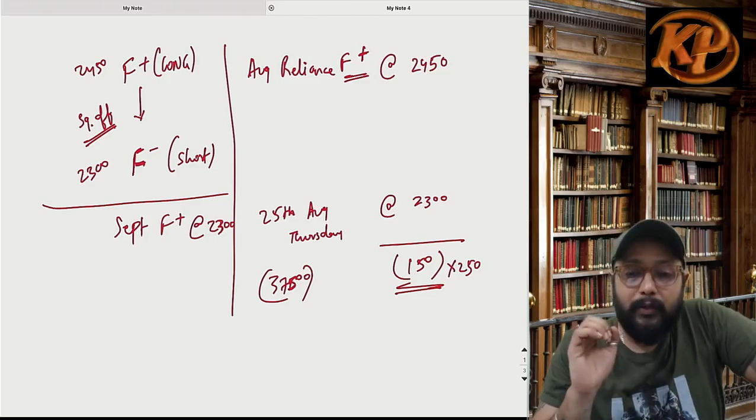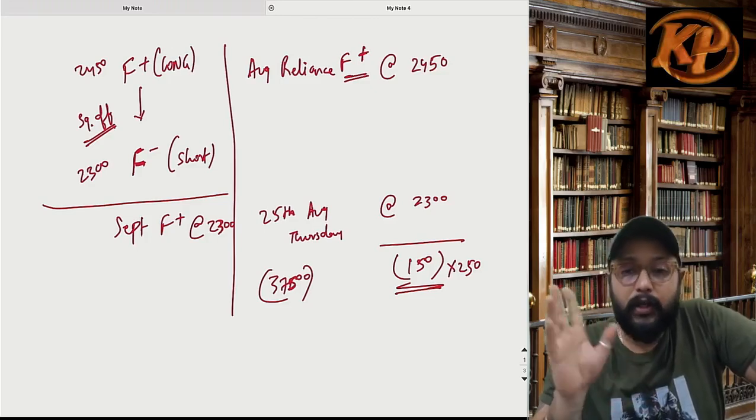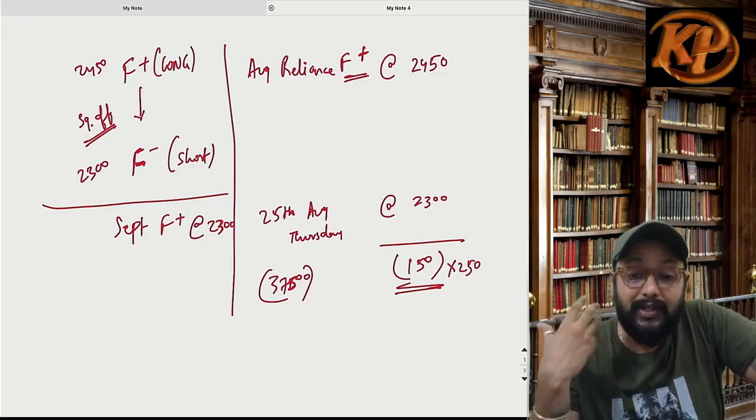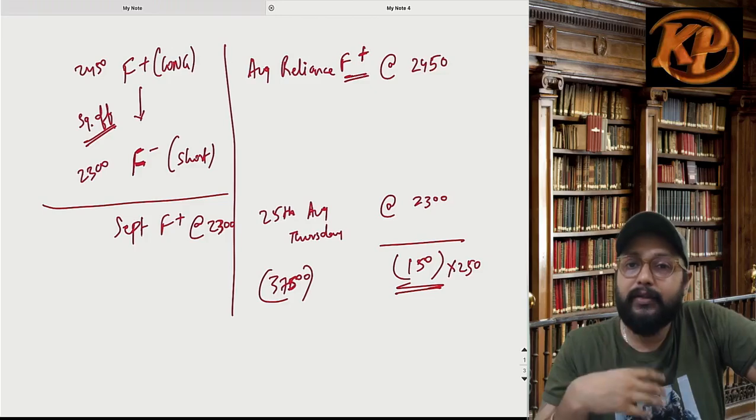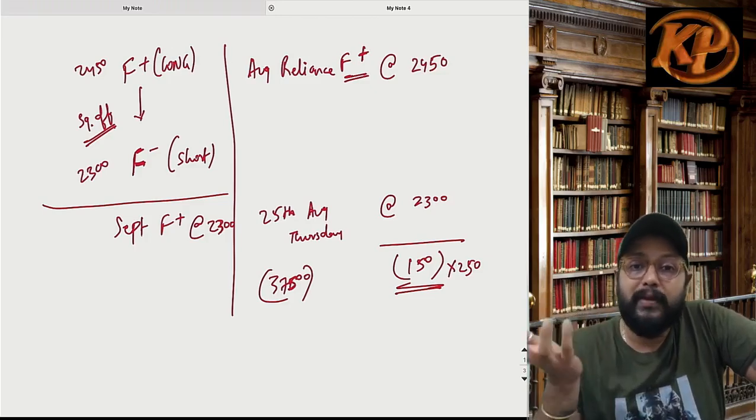Your basics have to be right at your fingertips. Only then can you trade in futures using different strategies where you mix your cash market, futures, options, call, put, everything. You frame strategies only when you know the basics.